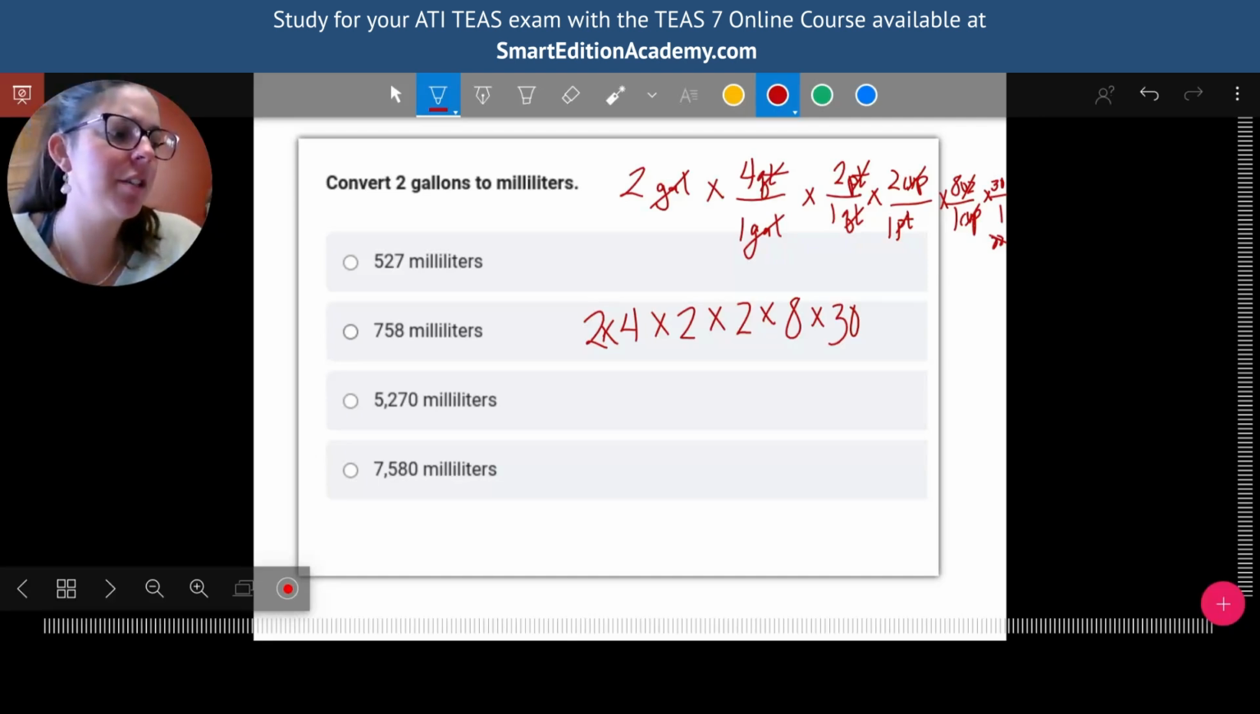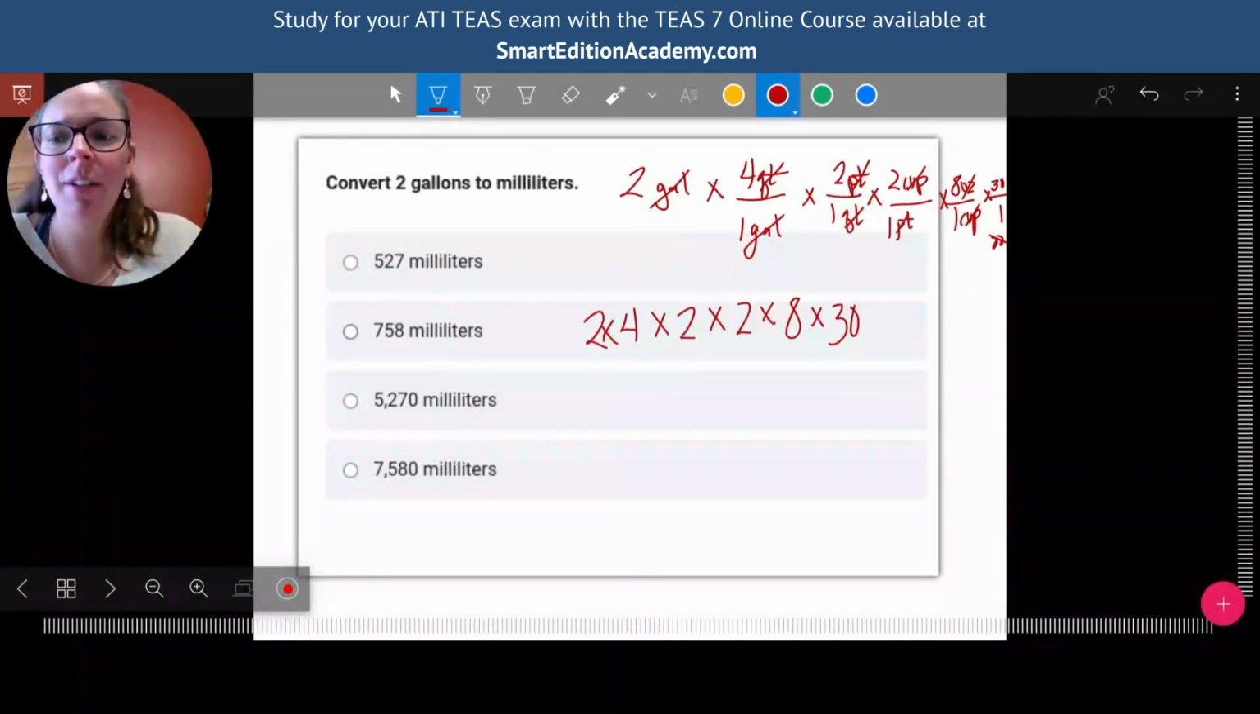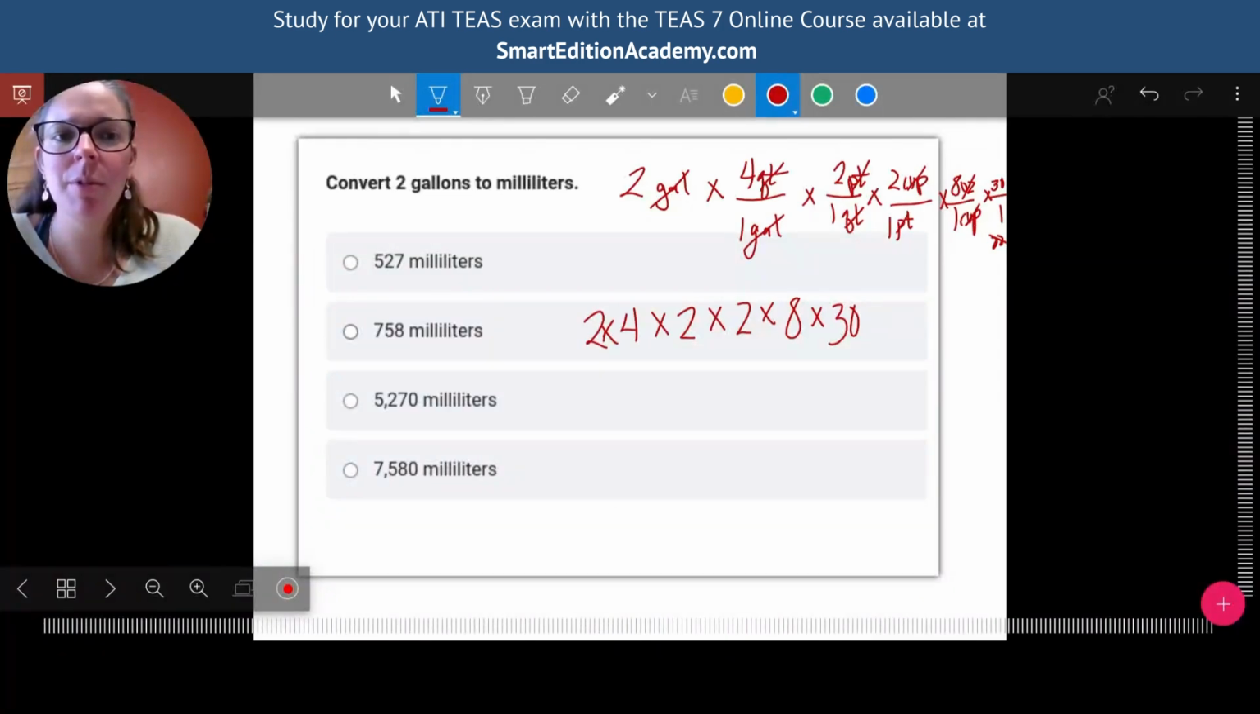I'll give you a second to plug that in your calculator. That's a lot. 2 times 4 times 2 times 2 times 8 times 30. Okay, cool. I'm getting 7,680, which is a little bit off. So they may have made an assumption of using a different metric unit, which is totally fine. But we can choose the one that is closest. So this one is definitely the closest.